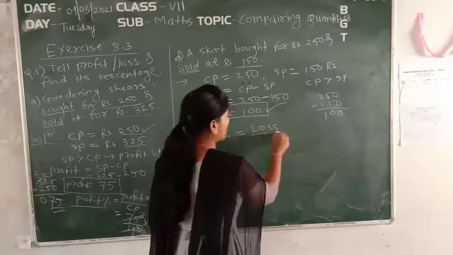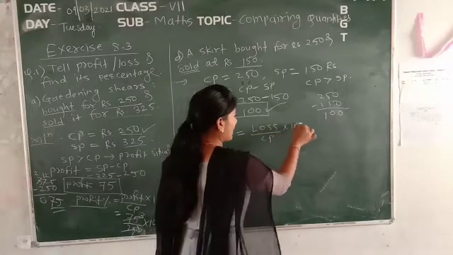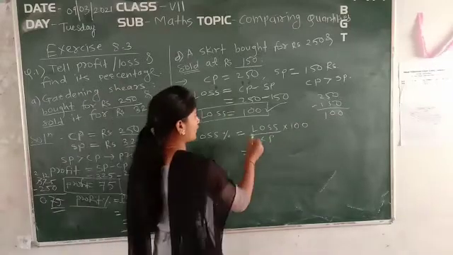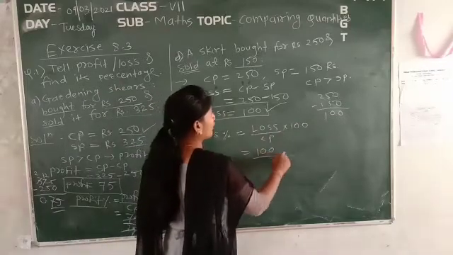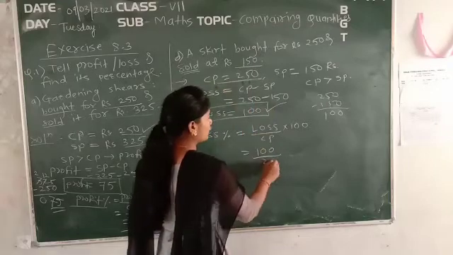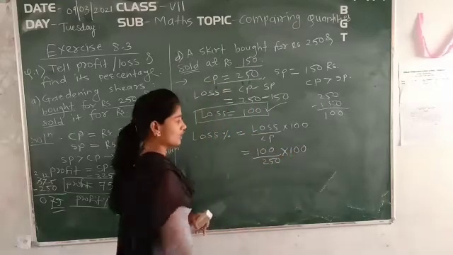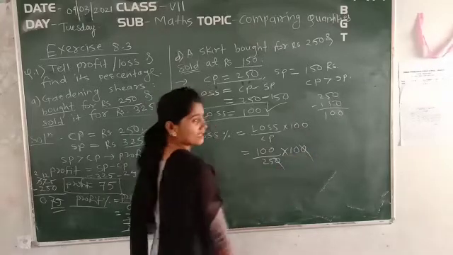It is loss divided by CP multiplied by 100%. Okay, so which is equal to, what is the loss? 100 only. What is the CP? CP is 250 and it is multiplied with 100. Okay, so this 0 will get cancelled with that 0.